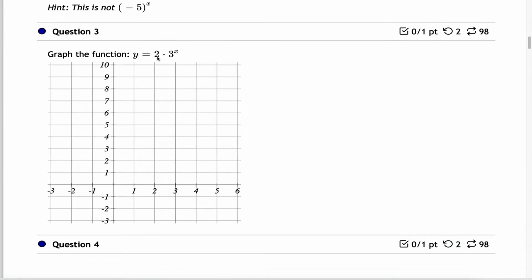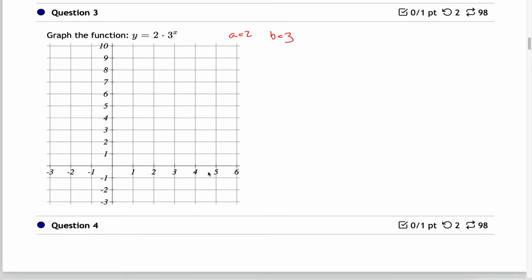Question 3, same idea, except now the value of a, the number out in front here, is neither 1 nor -1. So in this case, a is 2 and b equals 3. Come up with the graph, take a look at that graph and be like, oh yeah, the y-intercept is at 2, and it's moving away from the x-axis when I go to the right.